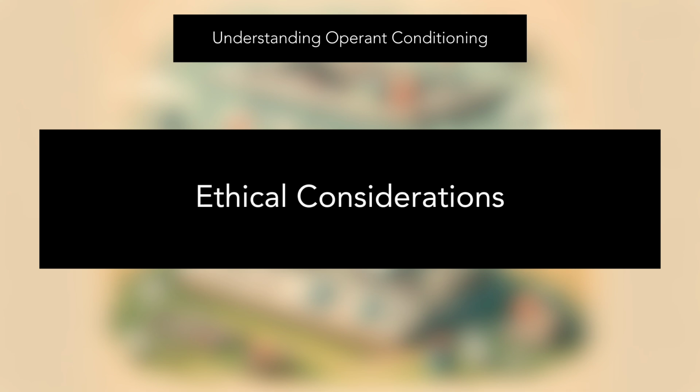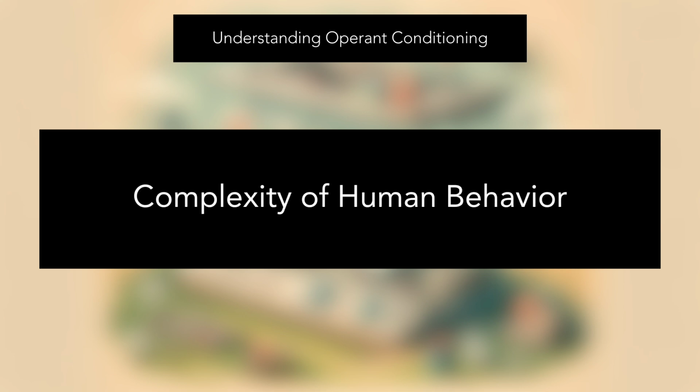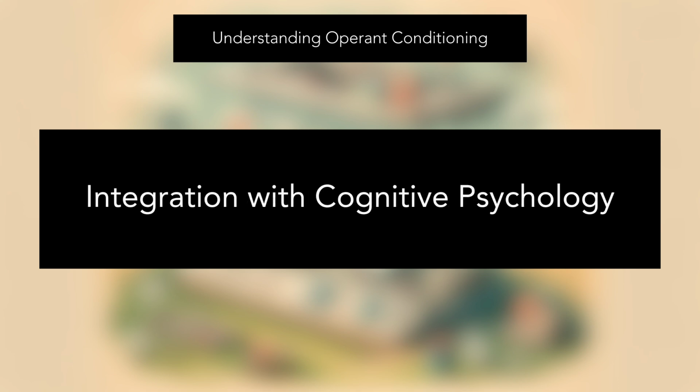The use of punishments and of certain types of reinforcements, for example money or grades, can raise ethical questions, particularly regarding their long-term effectiveness and their impact on intrinsic motivation. Some critics argue that operant conditioning oversimplifies complex human behaviors, which are influenced by cognitive and emotional factors beyond simple reinforcement and punishment. Contemporary psychology often combines operant conditioning principles with cognitive theories to more fully understand behavior and learning processes.